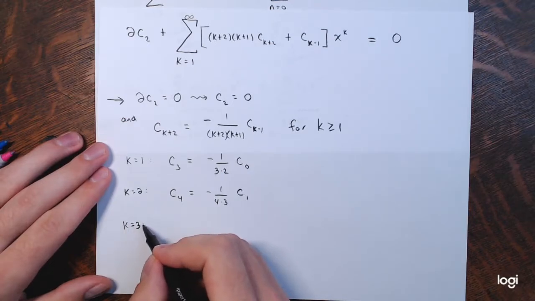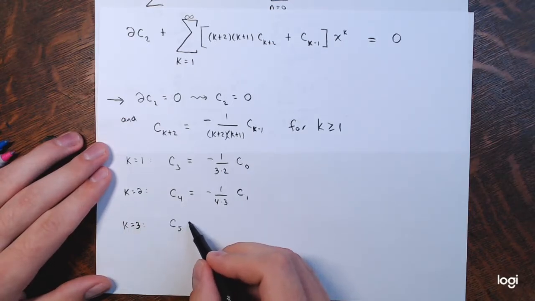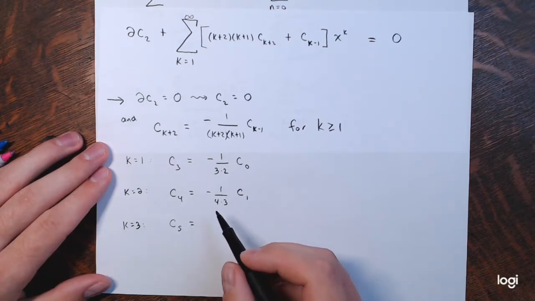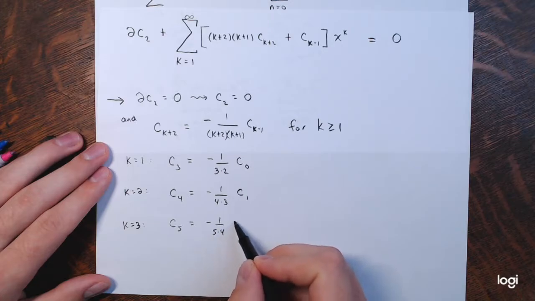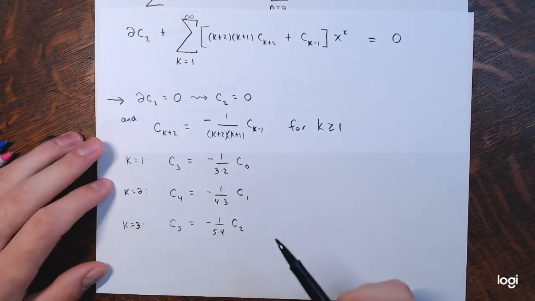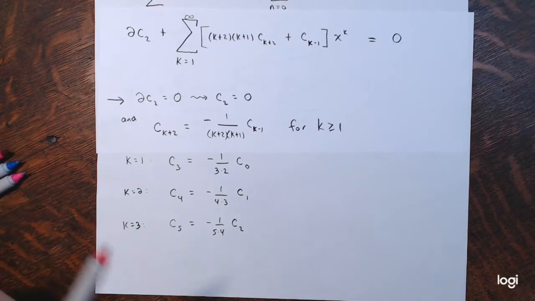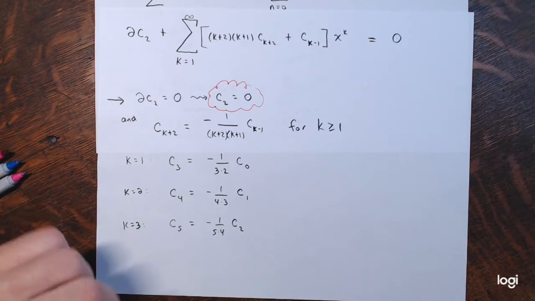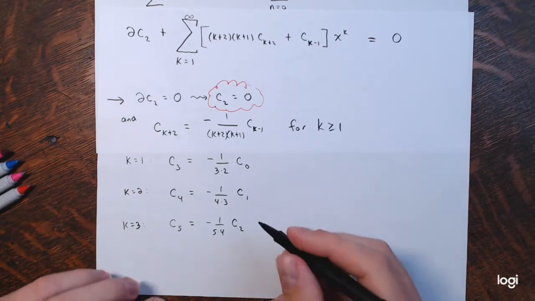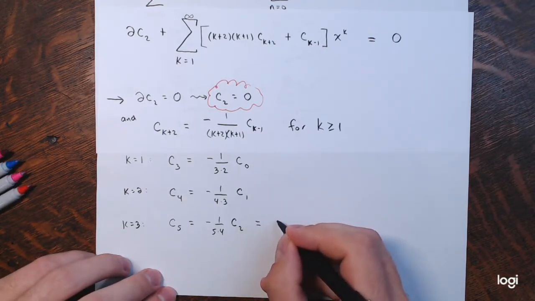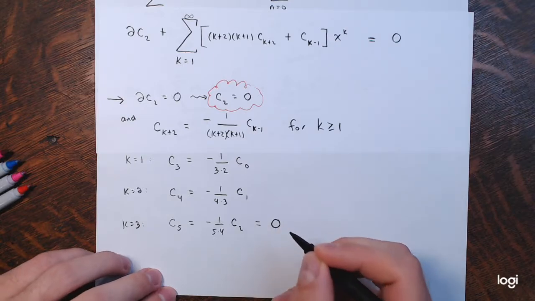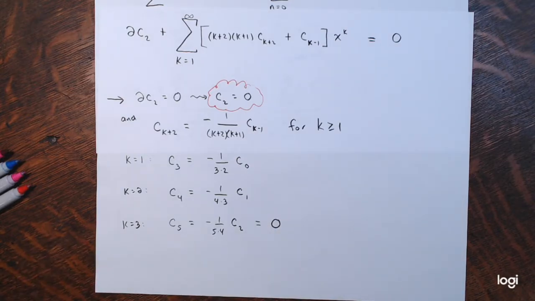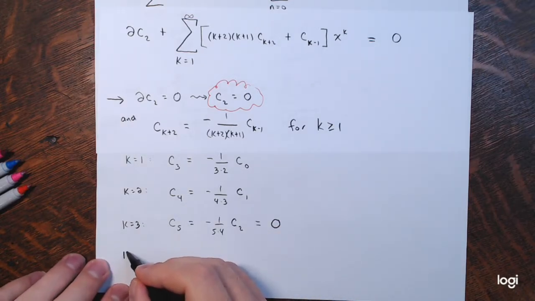When k equals 3, we'd have c5 equals negative 1 over 5 times 4 times c2. But remember, from up here, c2 is 0. So it looks like c5 is also 0. All right. And I'm going to go out a bunch, so bear with me here.